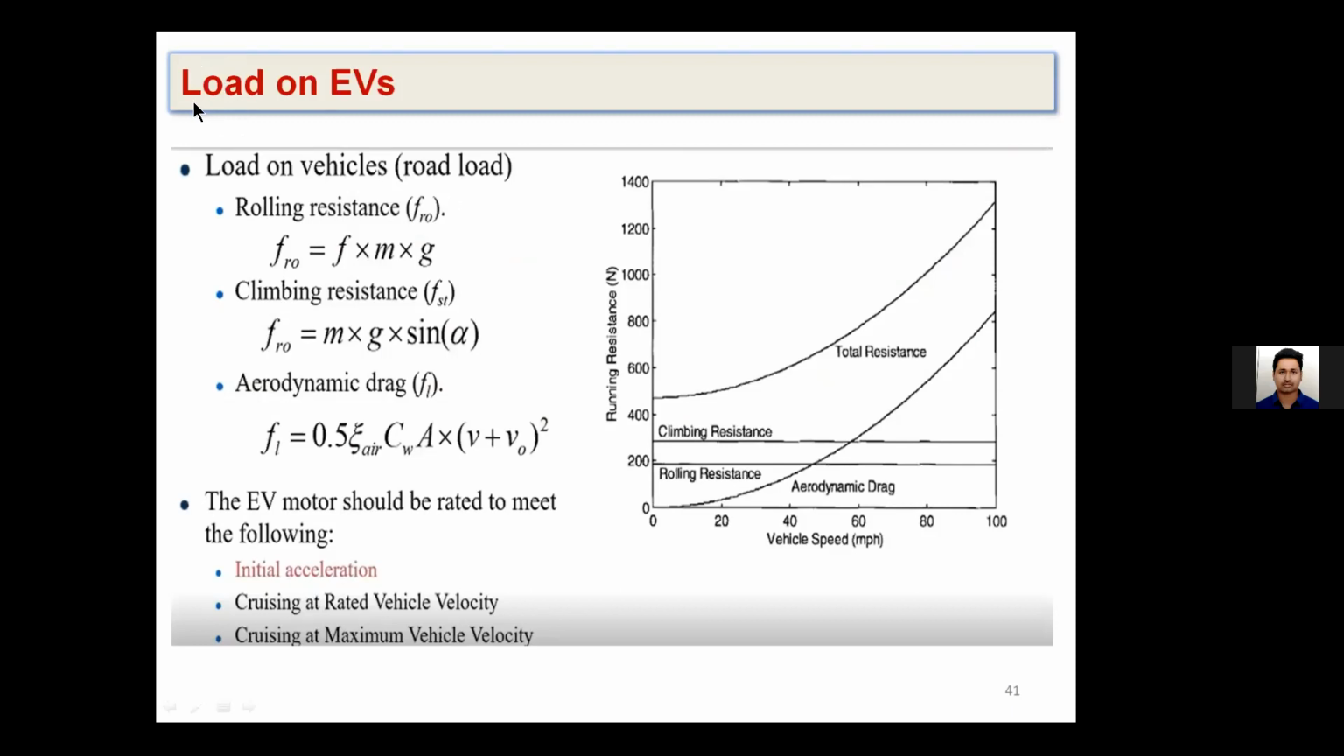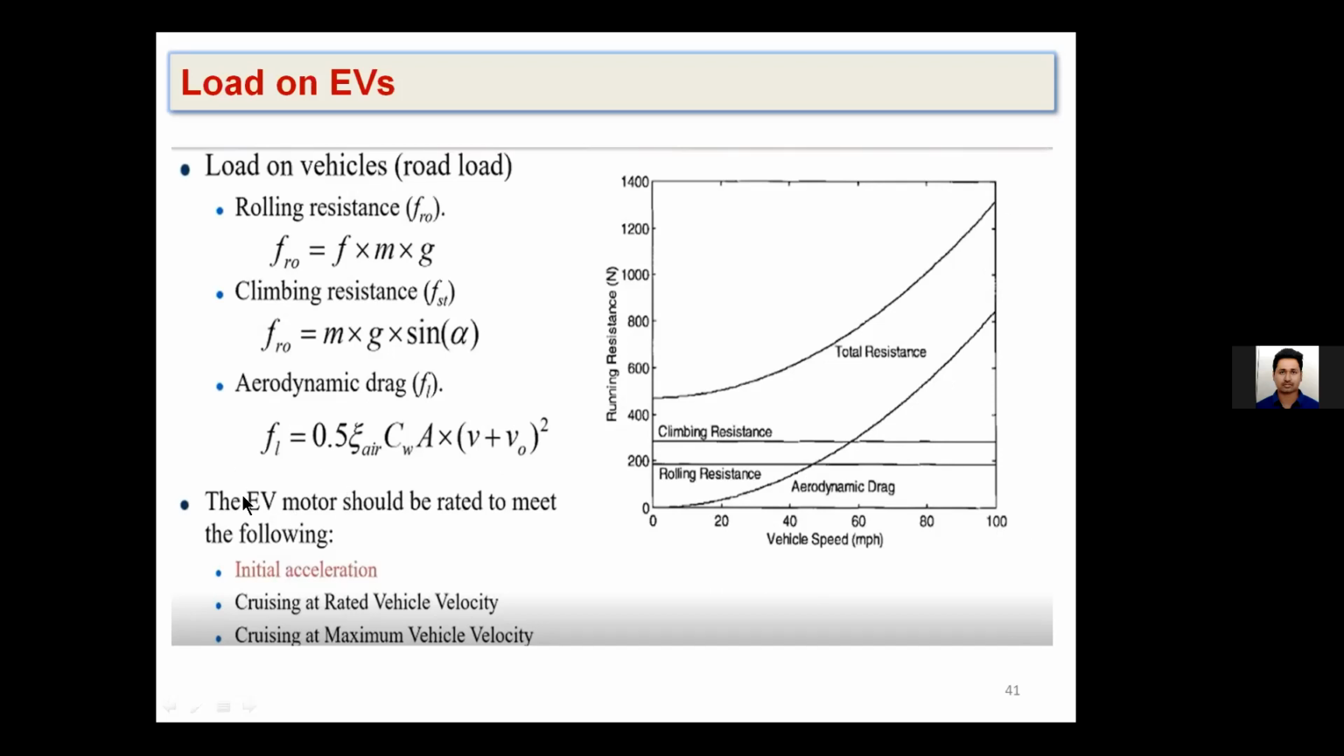Here we can see the climbing resistance and the rolling resistance are almost constant with respect to speed; they are independent of speed. However, the aerodynamic drag is proportional to V squared, velocity squared. That's why the profile is something like this, and the total resistance profile is something like this.